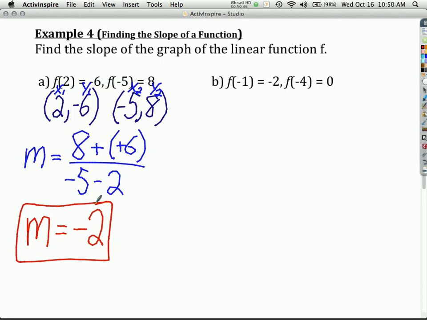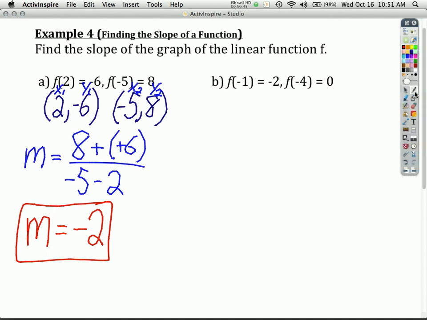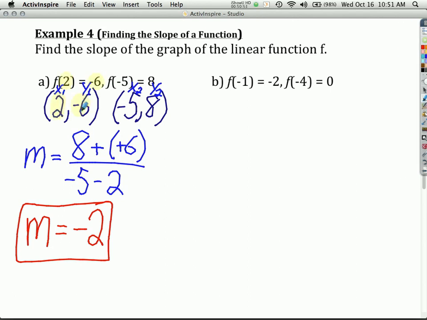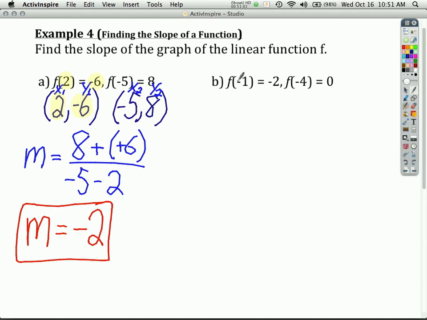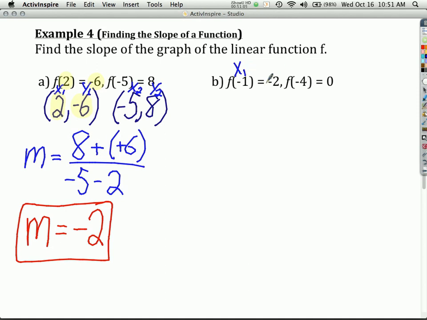Now, how can I do this from this notation without having to rewrite the points? Well, look at the order. Look at the order that information is coming in. The 2 comes first, the 2 is the x, the negative 6 came second, the negative 6 is the y. So let's use that knowledge to take some shortcuts. We know that that's the x, so we'll label that x1. We know that that's the y, so just label it y1. That's the x2, and that's the y2. If you feel more comfortable rewriting it as an ordered pair, that might help a lot of you.